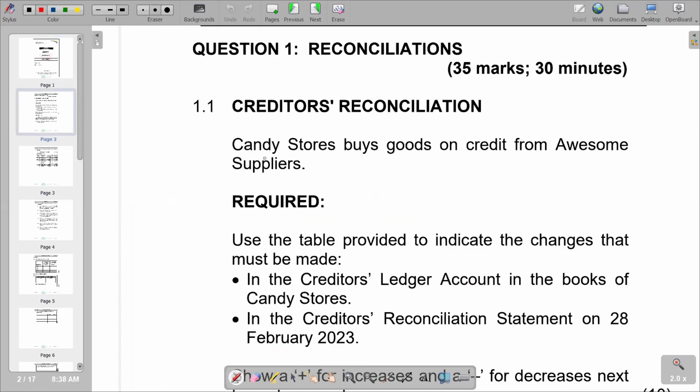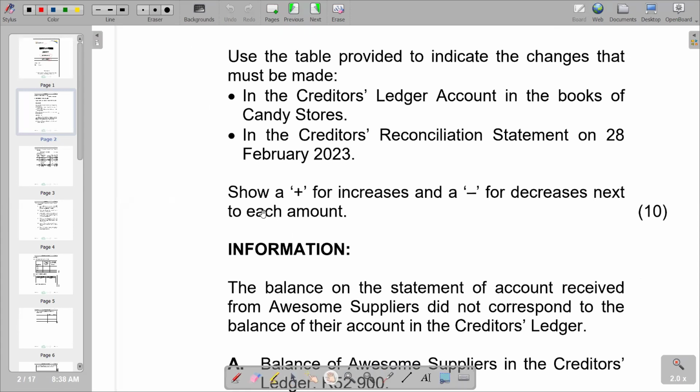So it reads, Candy Stores buys goods on credit from Awesome suppliers. On the required part, use the table provided to indicate the changes that must be made. On the first part, the changes to be made in the creditors ledger account in the books of Candy Stores, and then also in the creditors reconciliation statement on 20th February 2023. We are being required to show a plus for increases and a minus for decreases. So that's how we are going to indicate that.